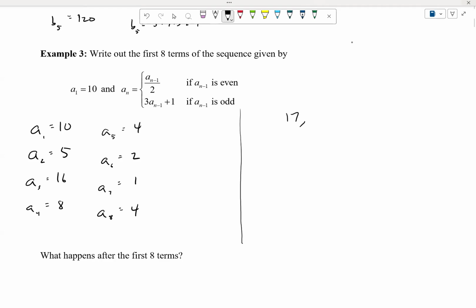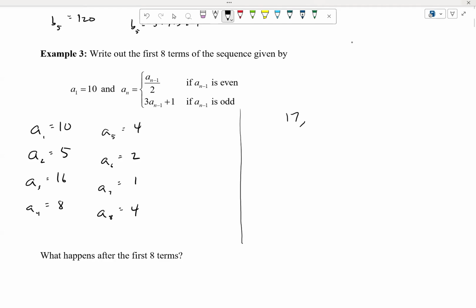Yeah, it repeats. It goes back. Because 17 times 3 is 51, so a sub 2 is 17. Then we're going to go to a sub 16, because that's even. No, you should divide it by 2, so it'll be 24. And then you should put it back, divided by 2. Yeah, that's what I'm saying, it goes back.